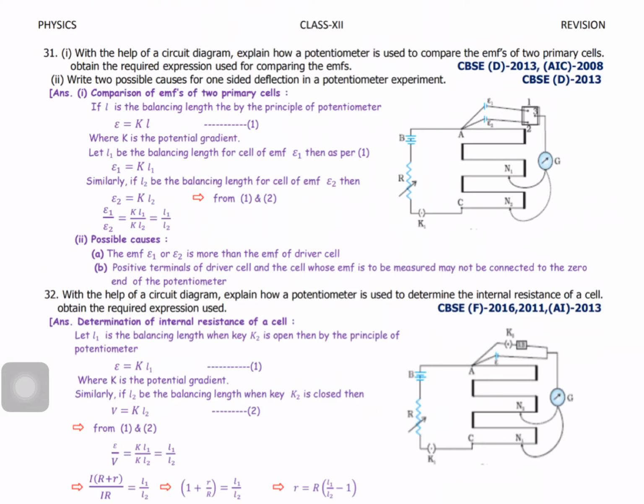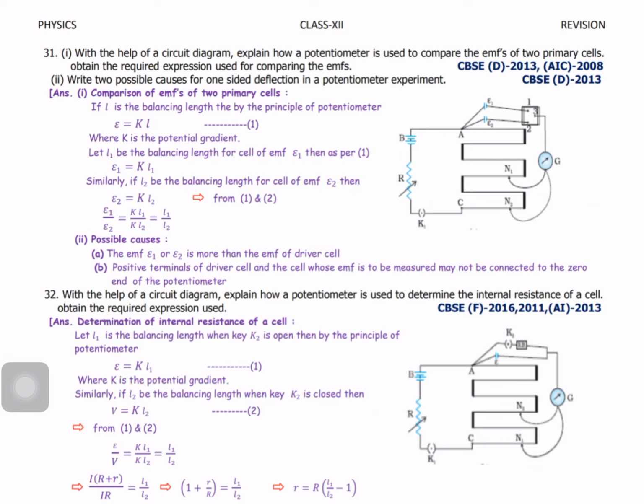Similarly, L2 is the balance length for the second cell E2. That is, you can write E2 equal to K into L2. So I will compare, that is E1 by E2 equal to KL1 by KL2. K will be cancelled, L1 by L2. This is the way we can compare the EMF of the given two cells by balancing length of the potentiometer.